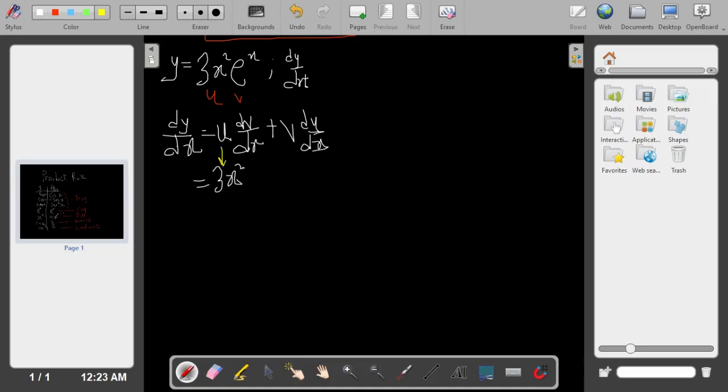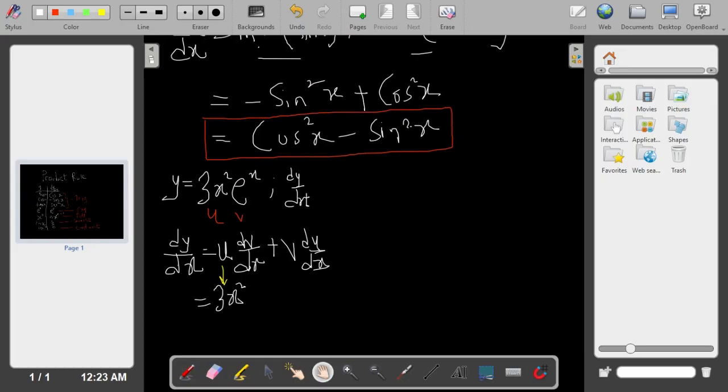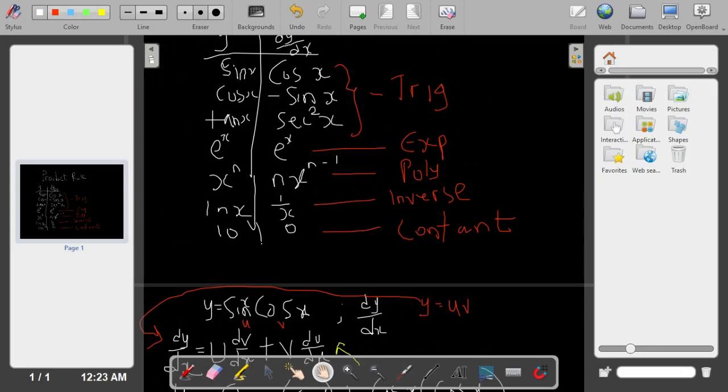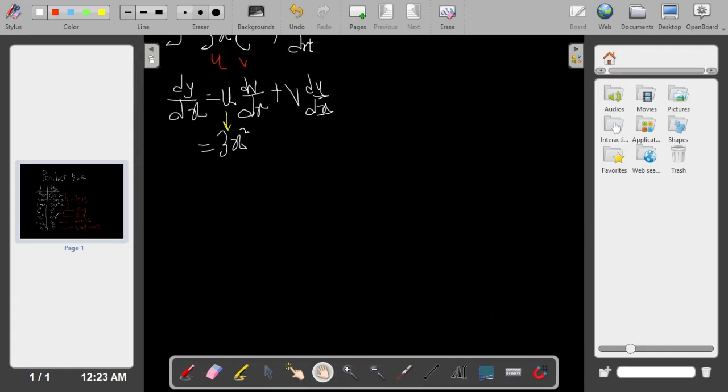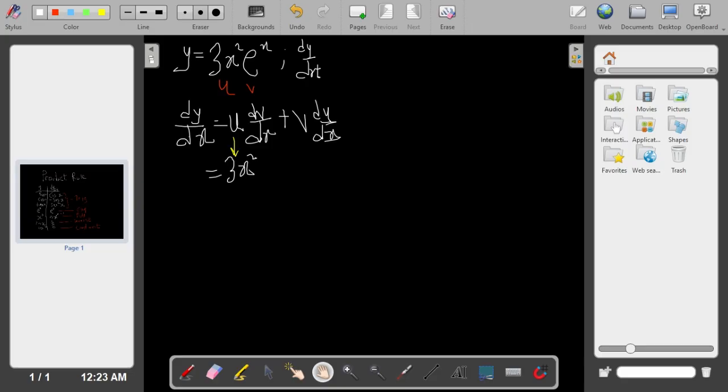But what is my v? My v is e^x. So dv dx remains as e^x. Don't forget that previously we said that when you differentiate an exponential function, it gives you the same. So it remains as that. So e^x for v becomes e^x. So we are going to put e^x here. I like using brackets in this case. Plus, what's your v? Your v doesn't have any dx underneath, so that makes it e^x. It still remains as e^x.